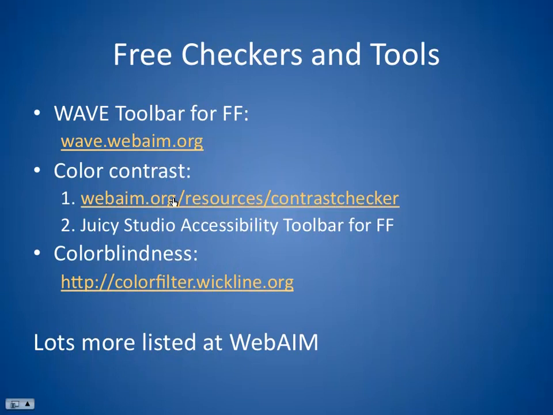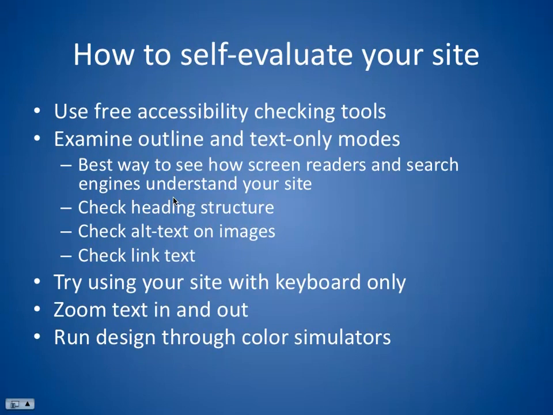So I have here the Wave toolbar link. You can get that from WebAIM, a couple of color contrast checkers, and then a site that's really cool for checking how your page would appear to users with different kinds of color blindness. Because there are different varieties, where people can perceive some colors and not others, you can put this filter over your site to see how the design is going to appear to people with those different ones.